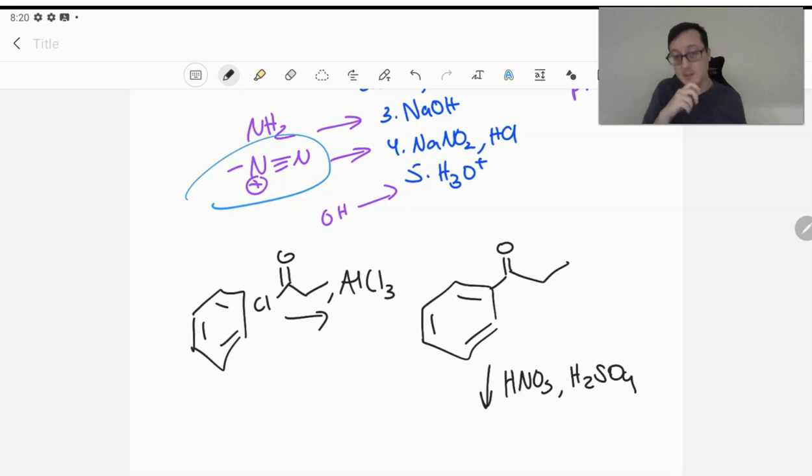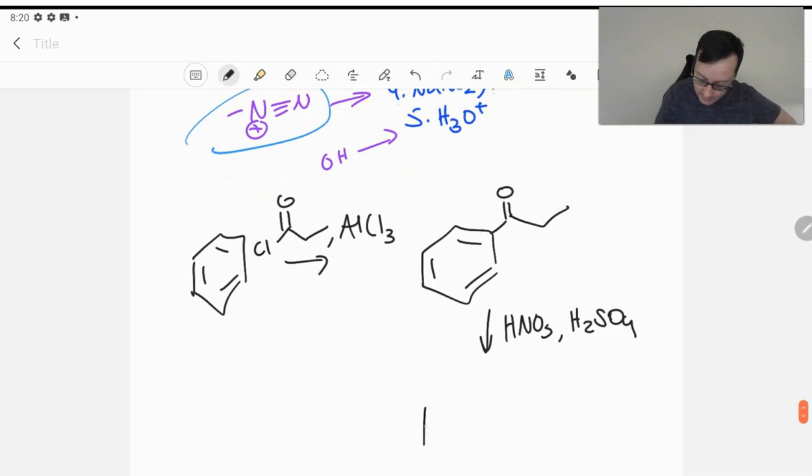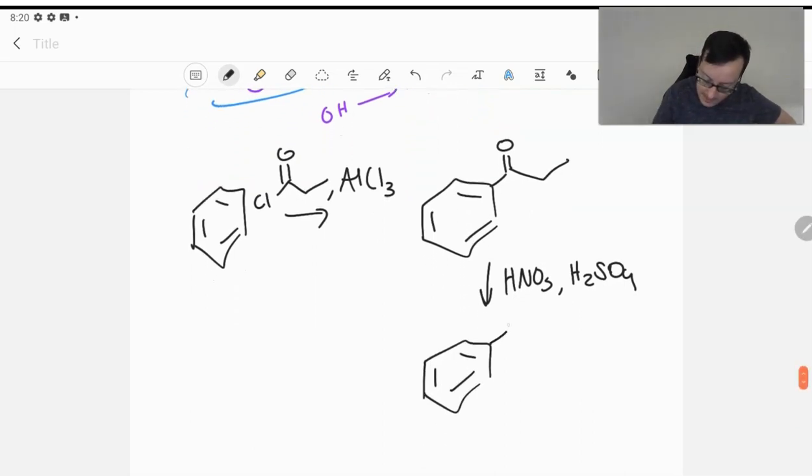And again, we don't want to reduce our ketone right away because we still need it to direct meta. We don't want it to direct ortho-para. So here we go. Doing this, we will end up with our nitro group on here.